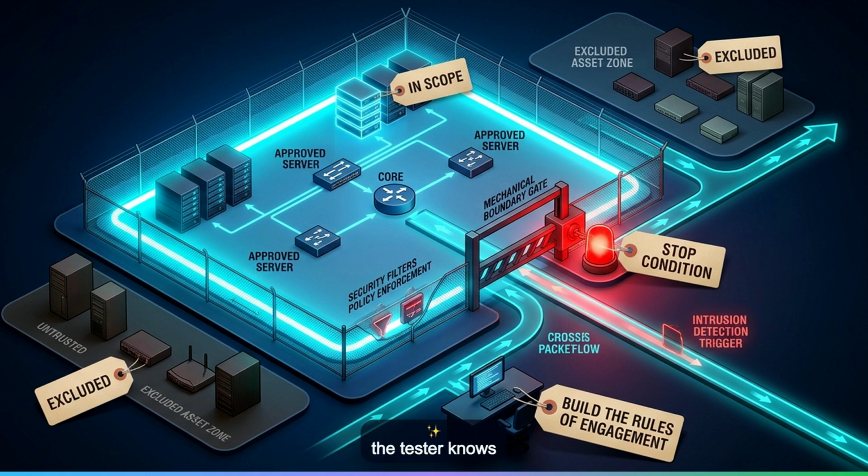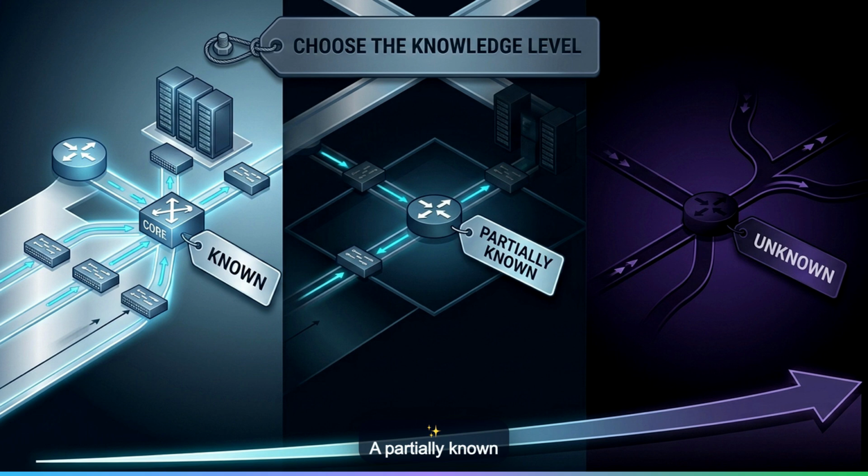Decide how much the tester knows before work begins. A known environment provides detailed architecture and credentials. A partially known environment provides limited information, perhaps a user account or selected diagrams. An unknown environment provides little or no internal knowledge. This choice changes realism, discovery time, target selection, cost, and the risk of wandering beyond approved boundaries.